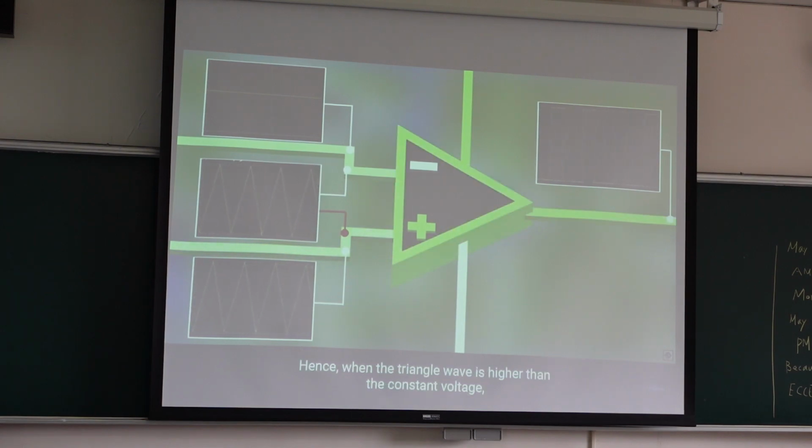Hence, when the triangle wave is higher than the constant voltage, the output is the positive supply voltage. Here it is plus 5 volts. And when the constant voltage is higher than the triangle wave, the output is the negative supply voltage. Here it is ground or 0 volts. This is how the comparator works.